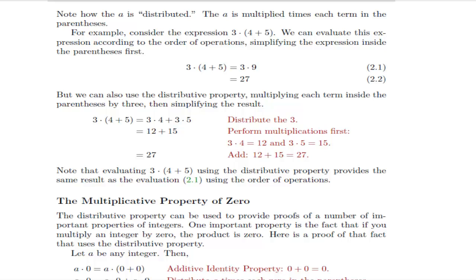So, 3 times the sum of 4 and 5 is equal to the product of 3 and 4 plus the product of 3 and 5 when we distribute the 3. Then, the product of 3 and 4 is 12, and the product of 3 and 5 is 15. Then, the sum of 12 and 15 is 27. Note that evaluating 3 times the sum of 4 plus 5 using the distributive property provides the same result as the evaluation 2.1 using the order of operations.